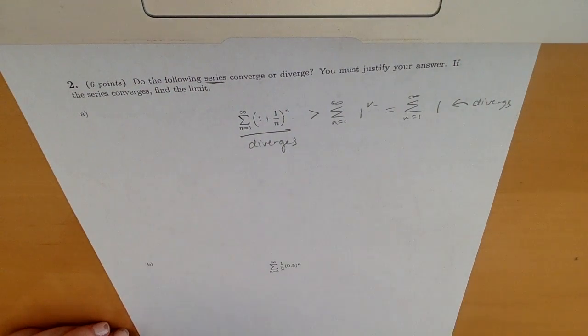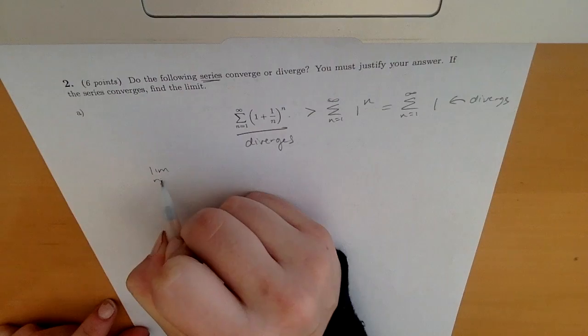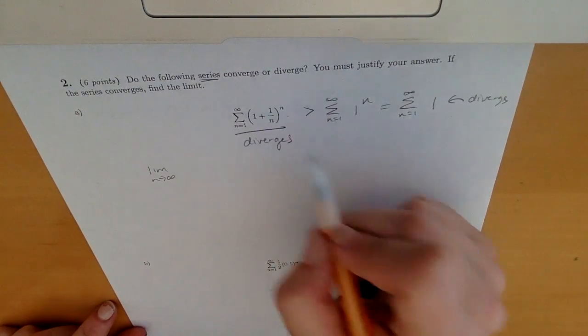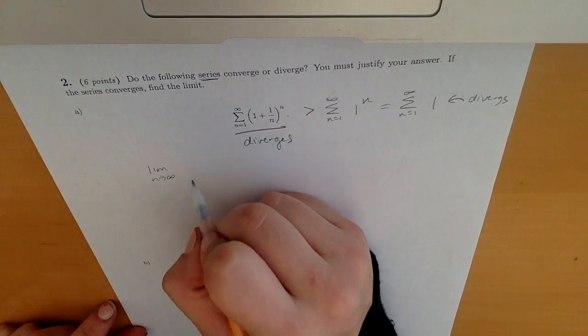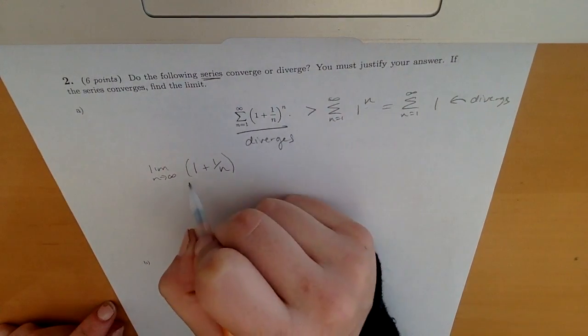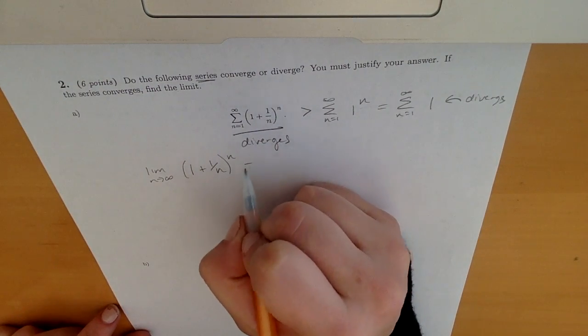Okay. Now, one other way that I saw is let's look at the limit of the actual sequence of the terms in the series, that sequence. So this is the limit as n goes to infinity of 1 plus 1 over n to the n.